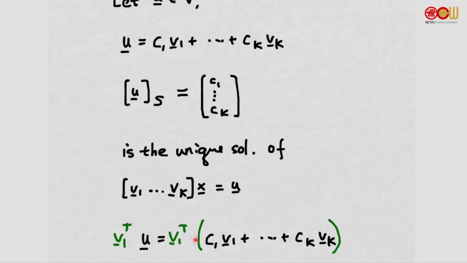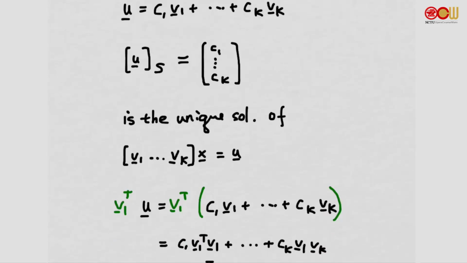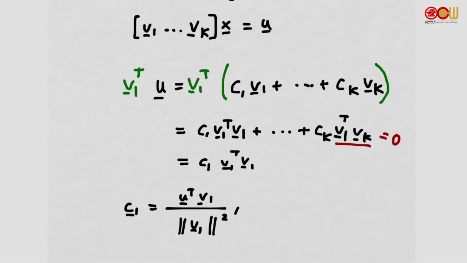Now we have k terms on the right hand side: v1 transpose times a linear combination of k vectors. We can rewrite it as the sum of k dot products. And most of these dot products will go away, right? Because this is, after all, an orthogonal set. So all the other terms will go away, except for the first term. By moving the norm square of V1 to the other side, we get C1. And how can we obtain C1? We can simply take the dot product of u and V1 divided by the norm square of V1. Then we get C1. It's as simple as that.